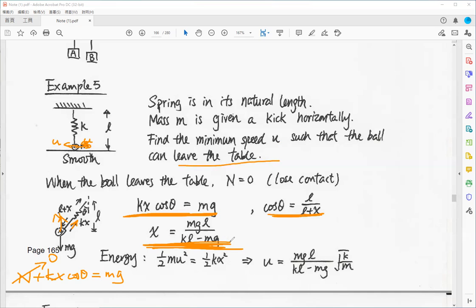Then by considering the energy, there's no conversion of gravitational energy because the object is not going upwards or downwards. There's no increase or decrease in the gravitational potential energy. But when it moves to the left, its speed will decrease. So that means there's a loss in kinetic energy. So this part is a loss in kinetic energy. Then it will equal the gain in the elastic potential energy. Okay, so that is half k x squared.